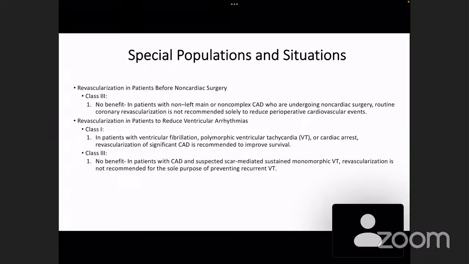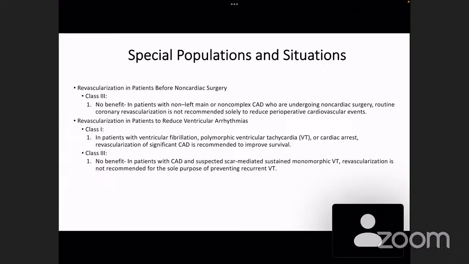Revascularization in patients before non-cardiac surgery, class 3, which shows no benefit in patients with non-left main or non-complex coronary artery disease who are undergoing non-cardiac surgery. Routine coronary revascularization is not recommended solely to reduce the perioperative cardiovascular events.